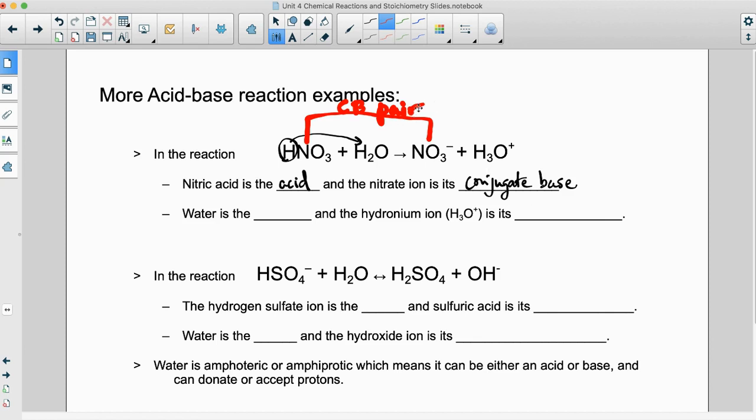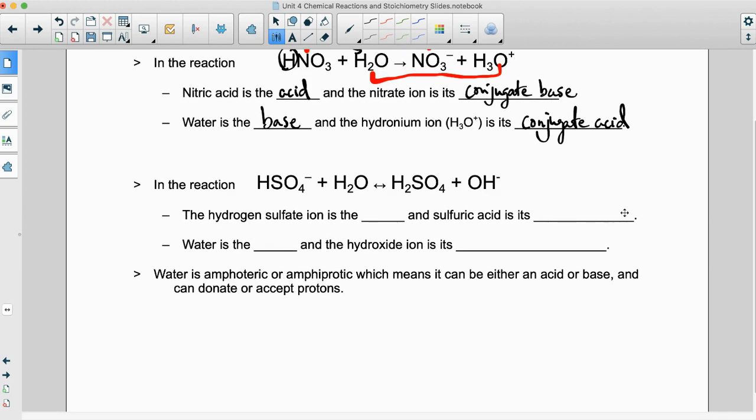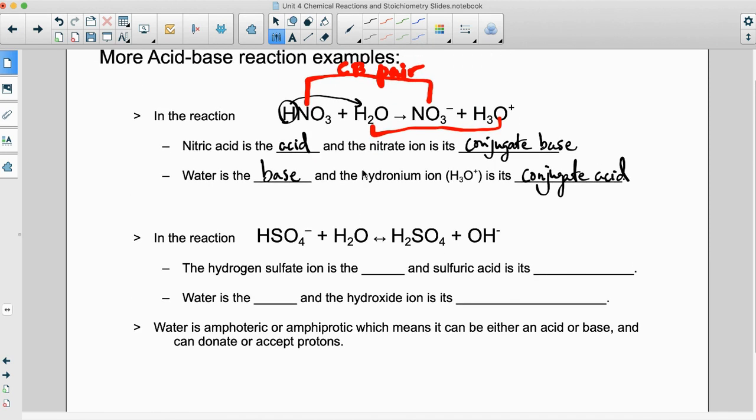Then the H2O and the H3O plus. By the way, this is a special ion called hydronium. This is another conjugate base pair. In this case, H2O is accepting the proton from HNO3. So water is the base here, and hydronium is its conjugate acid. All right, so that's our first example.